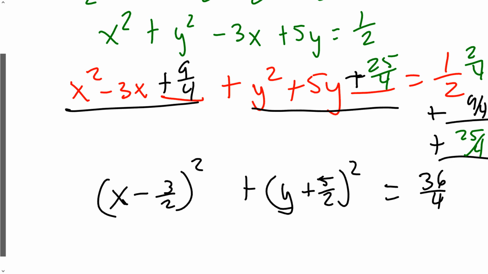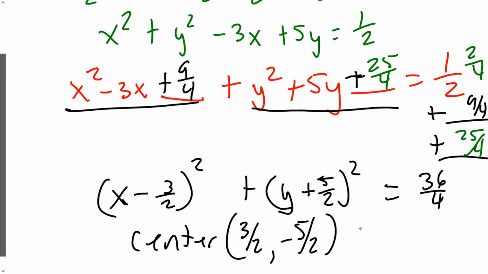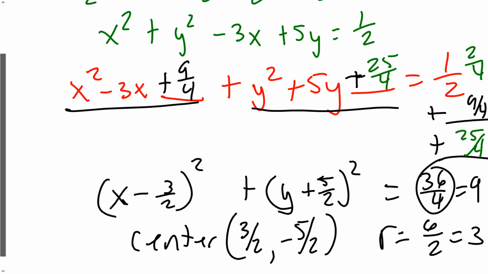That's center radius form. So you could find your center, which is the opposite of the number with x, which is 3 over 2 for x, and then the opposite of positive 5 halves is negative 5 halves for y. Your radius would be the square root of 36 over 4, which is the square root of 36, which is 6, over the square root of 4, which is 2, so that is equal to 3. So there you go, you've got your center and your radius. I could have simplified this to begin with and got 9 and then square rooted it, but I have to make things complicated, right?